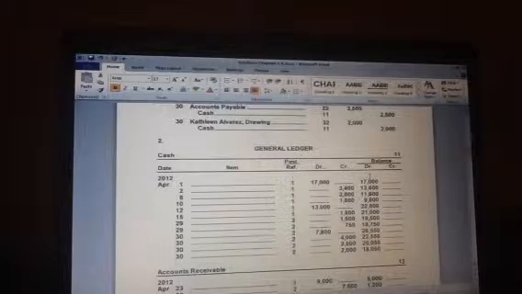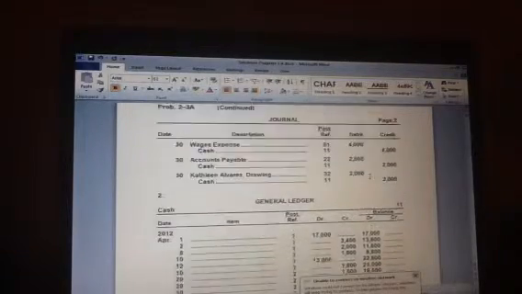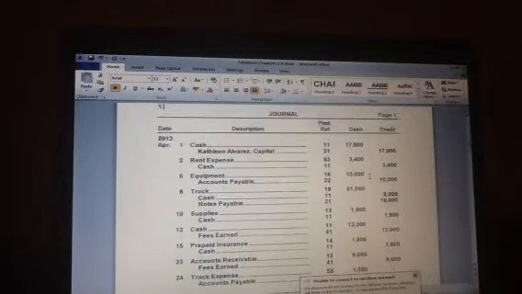And then the last two columns are balance columns. What we're going to do is every time we put either a debit or credit in here, we're going to update the balance. So at April 1st, all we have is a debit to cash of $17,000, so that's also the balance. It has a debit balance of $17,000. Notice here that the cash account is numbered account 11. So once you've written down the $17,000, then you go back to the journal, and in the posting reference column you write 11. So that tells me I posted that amount to account 11, which is cash.